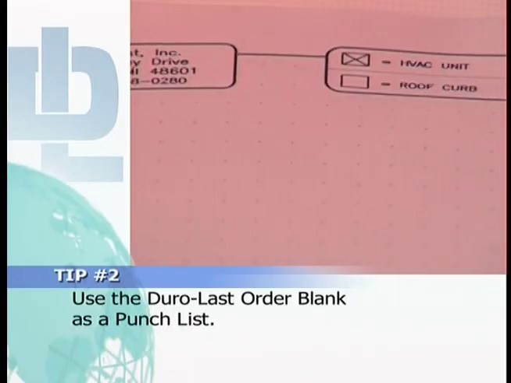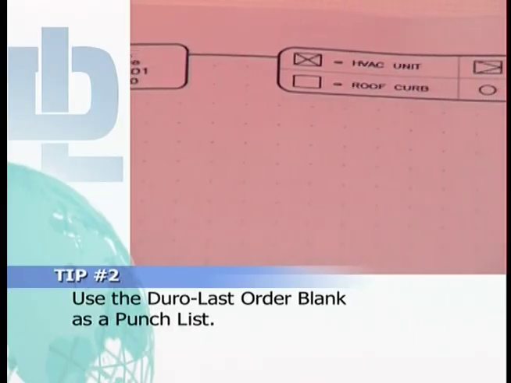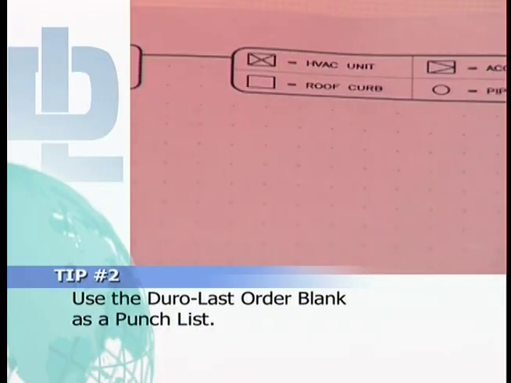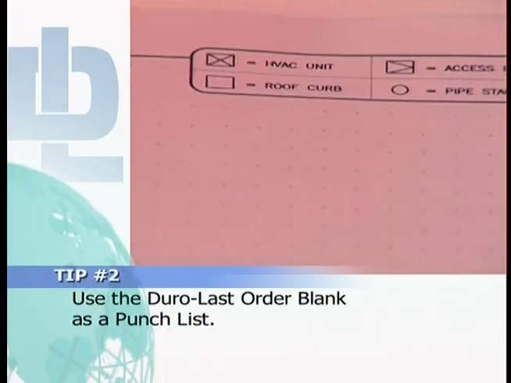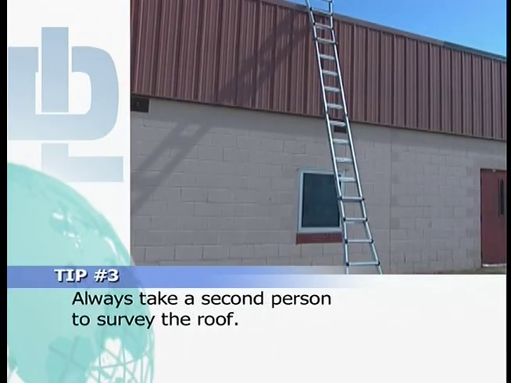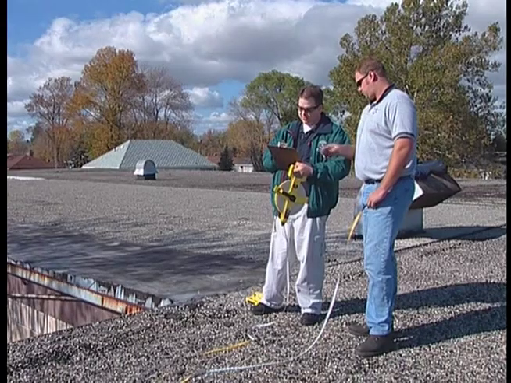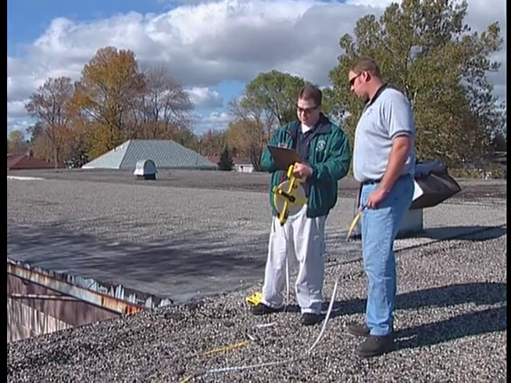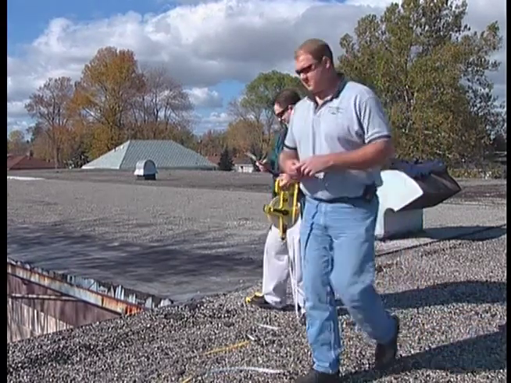The information on the Duro-Last grid sheet and the order blank helps you consider all the needed accessories to make the installation complete. If possible, don't go up on the roof alone. Always take along the job crew foreman to ask for his suggestions on the layout and to discuss how his crew can work more efficiently. You should also have him help you measure the roof. Measuring alone can be difficult and unsafe.